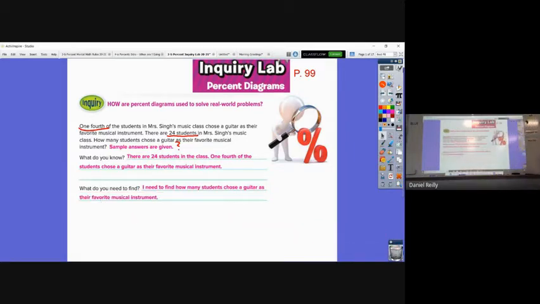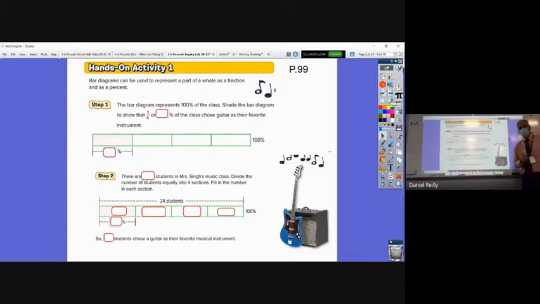Now, you could have done this problem as a fraction operations problem, but we're going to talk about it with percent. Okay, so we're going to use this bar diagram or a strip to represent the situation. The bar diagram represents 100% of the class. 100% is the total. 100% is always the total, okay? So we want to know what 1/4 of the class is.